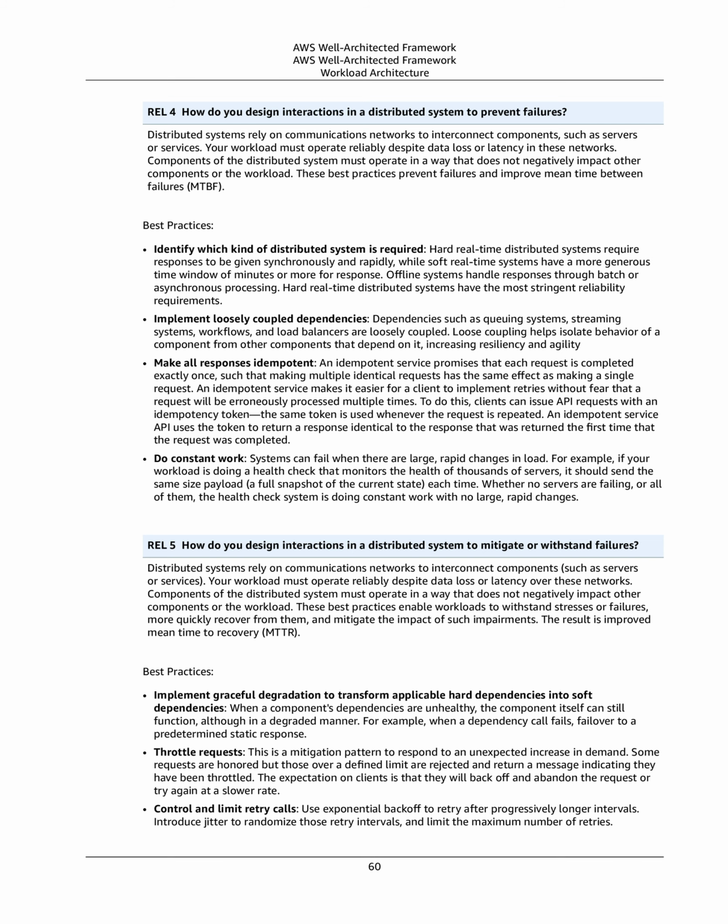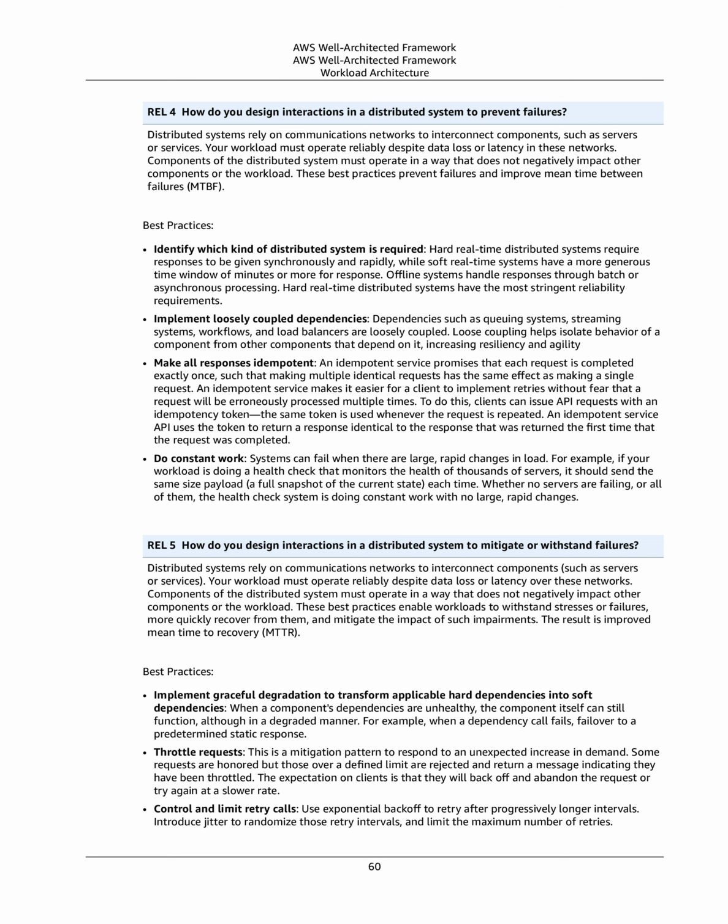Make all responses idempotent. An idempotent service promises that each request is completed exactly once, such that making multiple identical requests has the same effect as making a single request. An idempotent service makes it easier for a client to implement retries without fear that a request will be erroneously processed multiple times. To do this, clients can issue API requests with an idempotency token. The same token is used whenever the request is repeated. An idempotent service API uses the token to return a response identical to the response that was returned the first time that the request was completed.